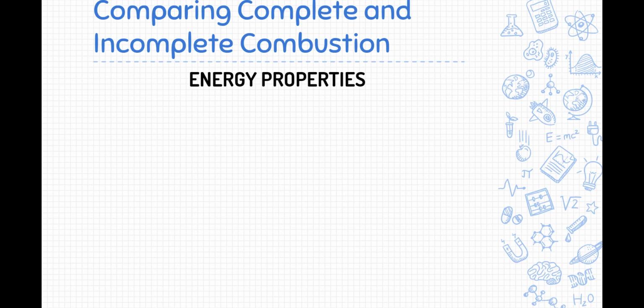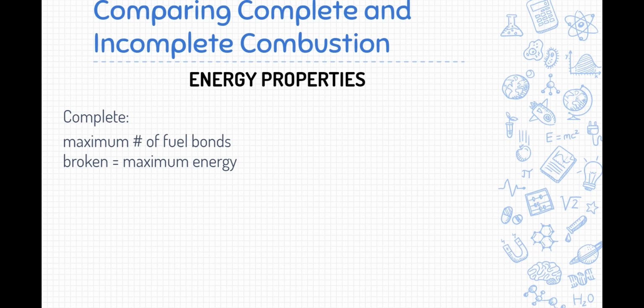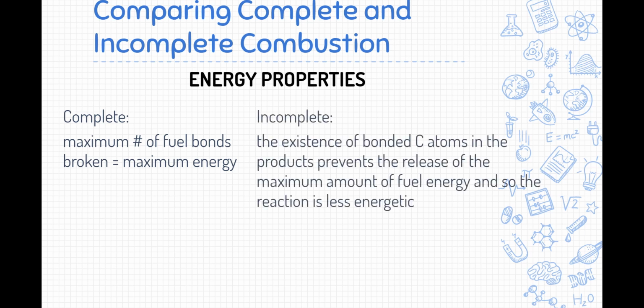Finally, let's just look at the energy properties, the energetics of these reactions. In a complete combustion reaction, the hydrocarbon fuel is totally broken down. Energy is stored in those bonds. And so by totally breaking down the fuel, we get the maximum amount of energy out of that hydrocarbon fuel. Whereas in an incomplete combustion reaction, the hydrocarbon fuel is incompletely broken down. There's energy left in those bonds, so the reaction is going to be less energetic.